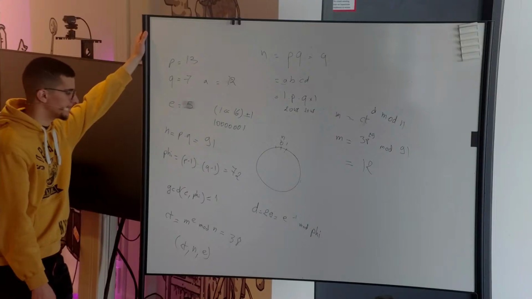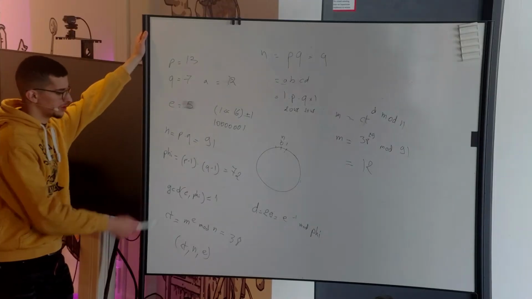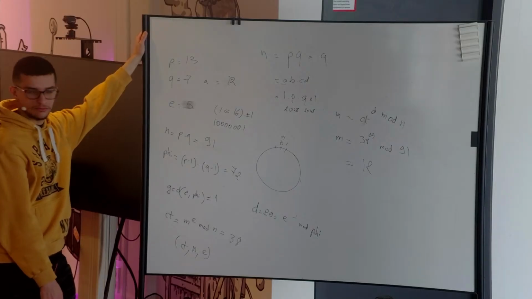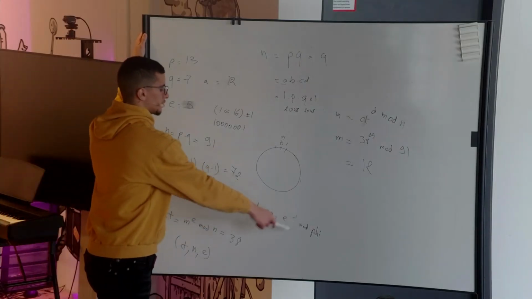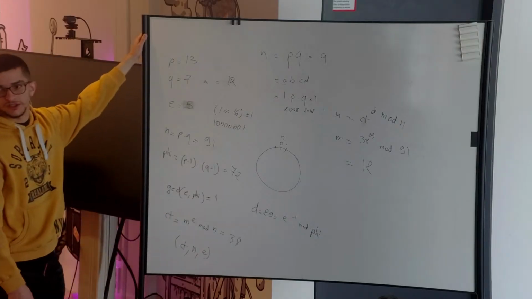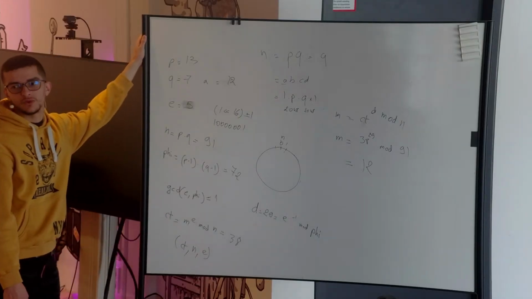Yeah, good. Okay. And if you know phi, you can just recalculate d back. Because we know e to the power of minus 1 mod phi, you're just going to get d back, and using d you can just decrypt it back. And that was actually the idea.